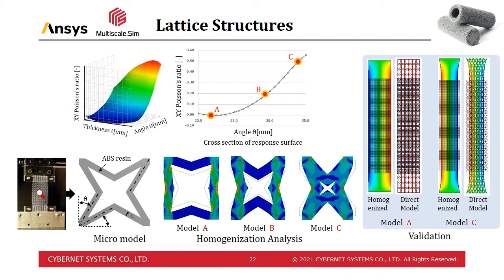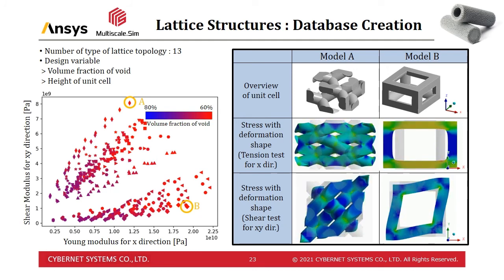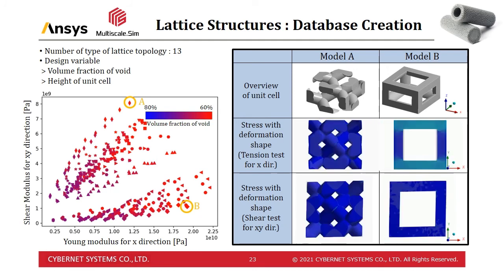Results of homogenization analysis could be verified since the deformed shapes of two models are close. We extended the analysis target to 3 dimensions. We set 3 kinds of design variables as shown here. There are many kinds of topology in lattice. This time, 30 patterns of lattice topology are adopted. Porosity and height of unit cell are set as geometrical parameters.